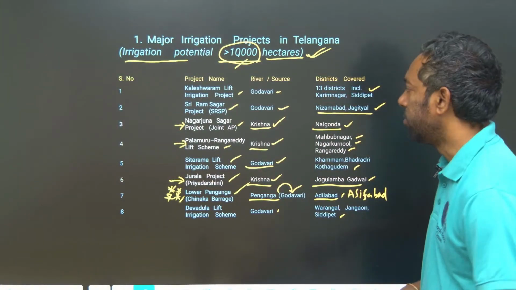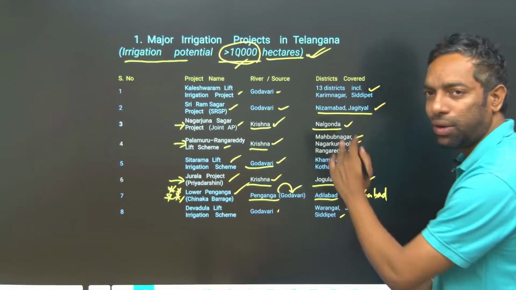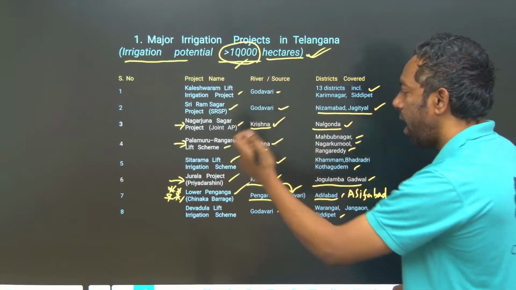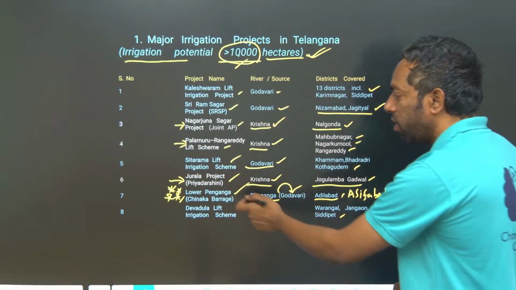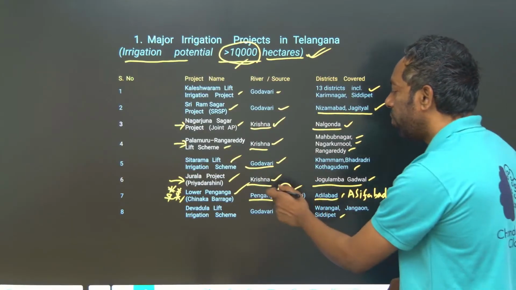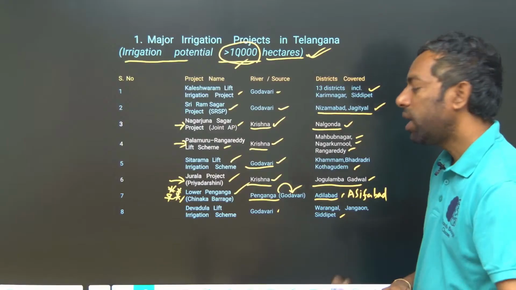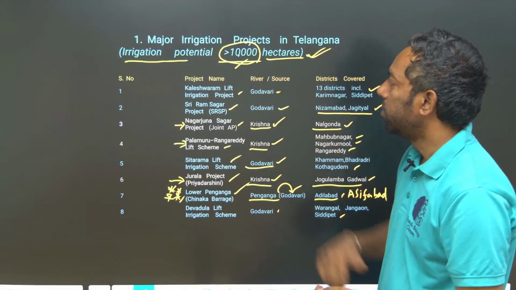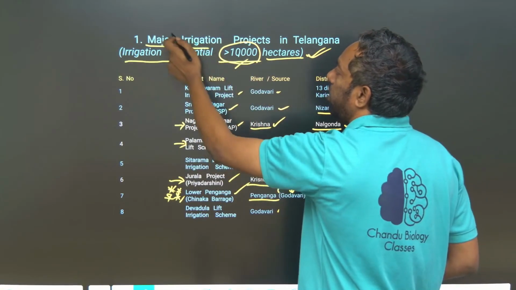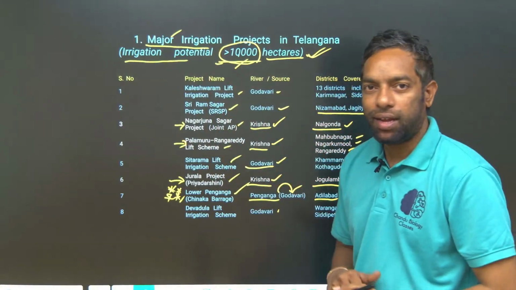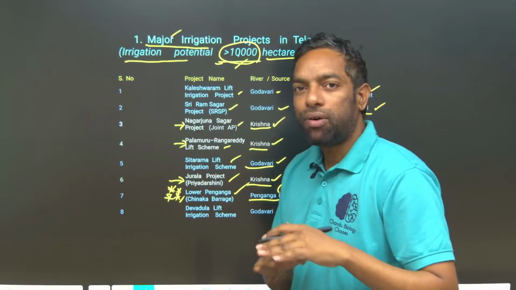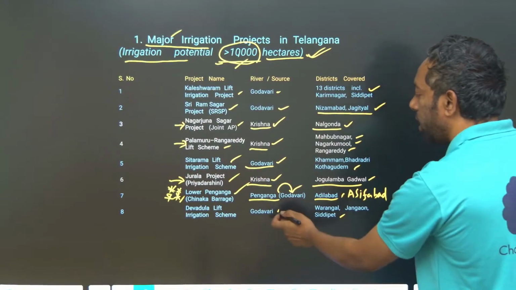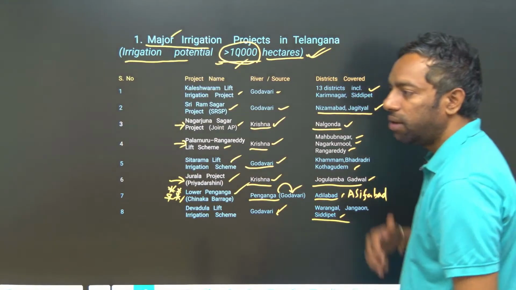If you come to the Godavari: Kaleshwaram lift irrigation on the Godavari, Sriram Sagar on the Godavari, Sitarama lift irrigation on the Godavari, and Lower Penganga, which we can call Chinaka barrage, on the Godavari, where the Penganga is a tributary of the Godavari. Of course, that is also a large major project. Major projects are above 10,000 hectares. And Devadula lift irrigation is also on the Godavari, in Warangal, Janagam and Siddipet.